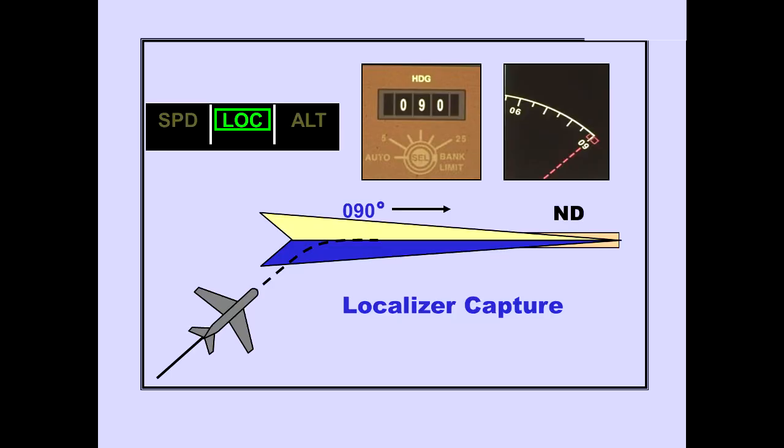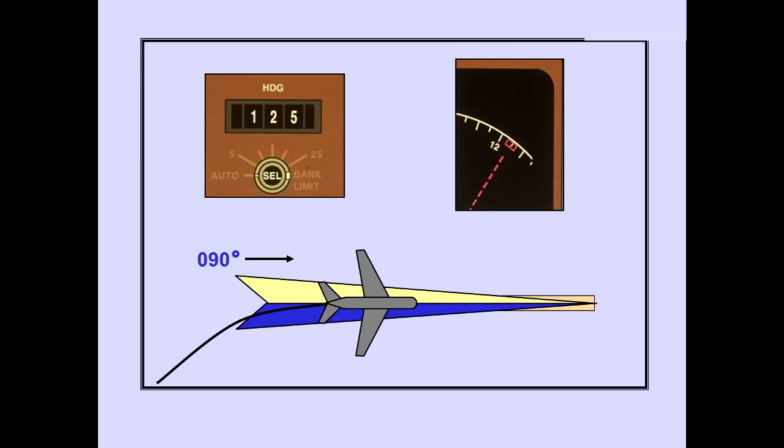Also at localizer capture, the selected heading window and selected heading markers automatically change to coincide with the front course. The selected heading may now be changed. For example, the missed approach heading may be set.